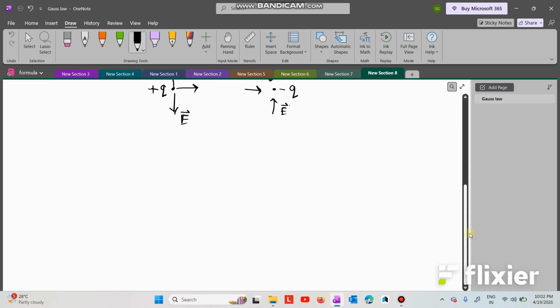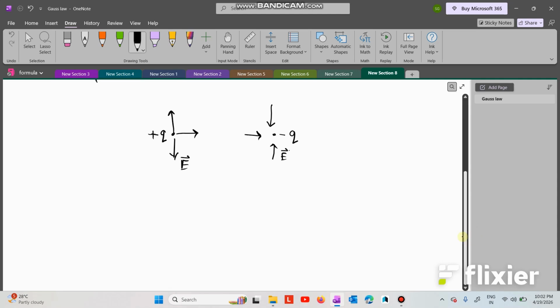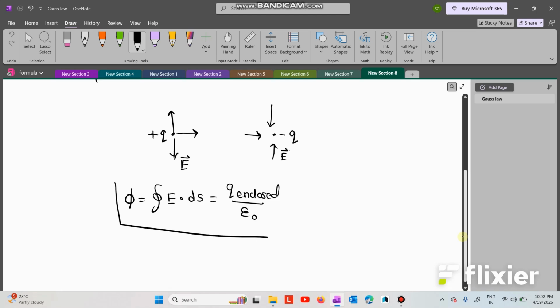Now suppose we are talking about Gauss law. Let me write the mathematical formula for that. Phi is equal to closed integral of E dot ds is equal to q enclosed upon epsilon naught. Now let us understand this mathematical statement.